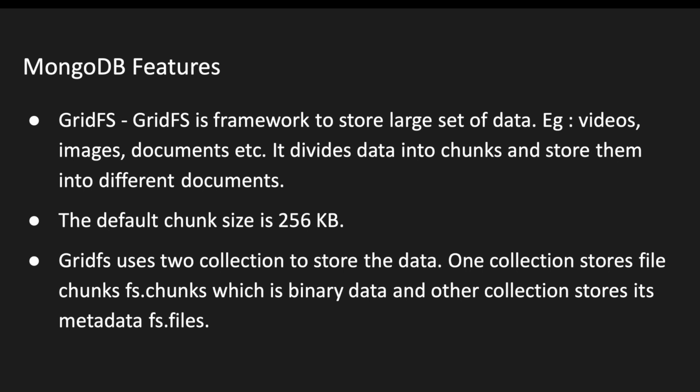So whenever we upload a file like a video or image, it is divided into chunks. The actual binary data is stored in the chunks collection, and whatever the metadata is, it is stored in the fs.files collection. Metadata is like the file name, the size of the file, when it was uploaded, the path of the file, how many chunks there are, etc. That information is in the fs.files collection.